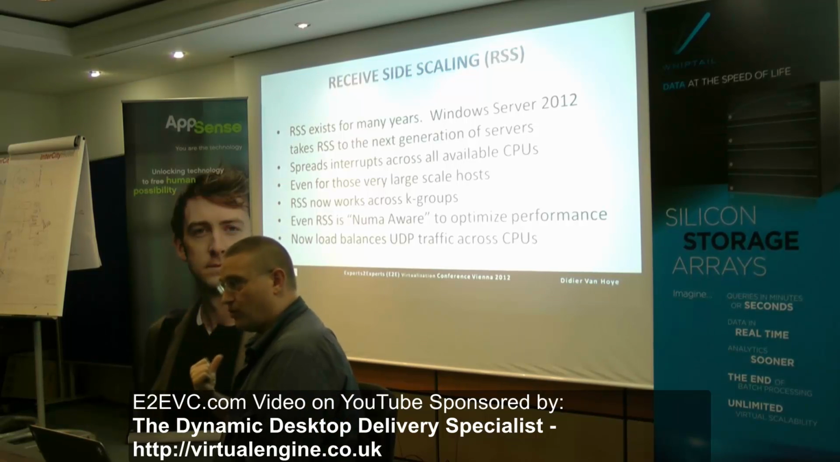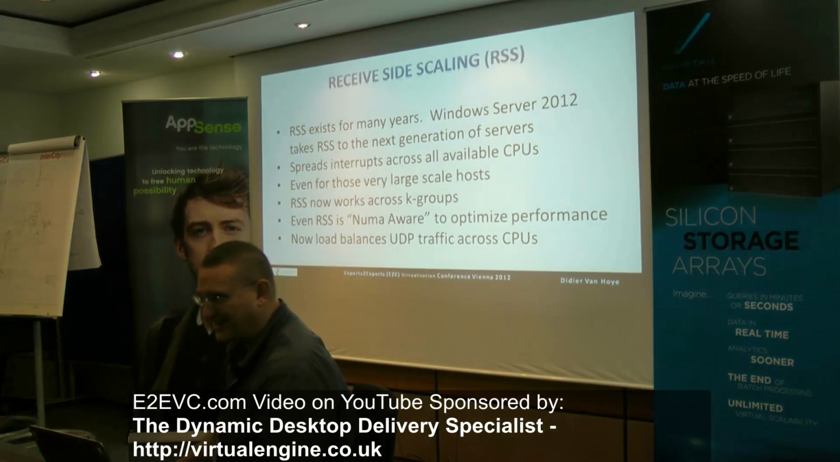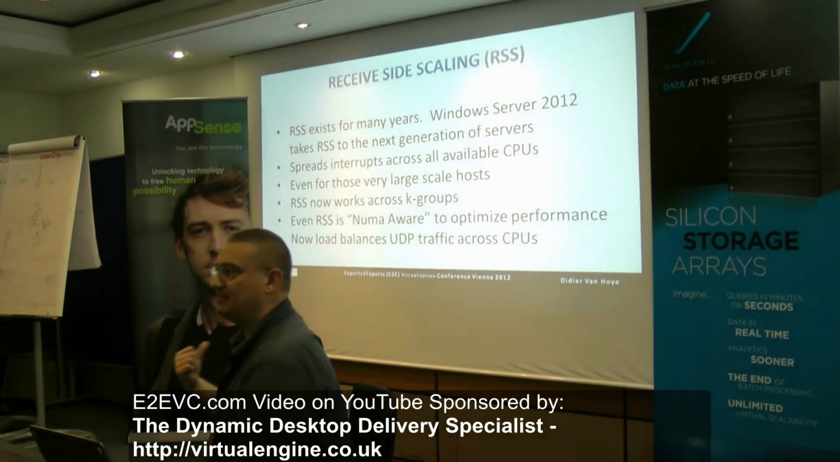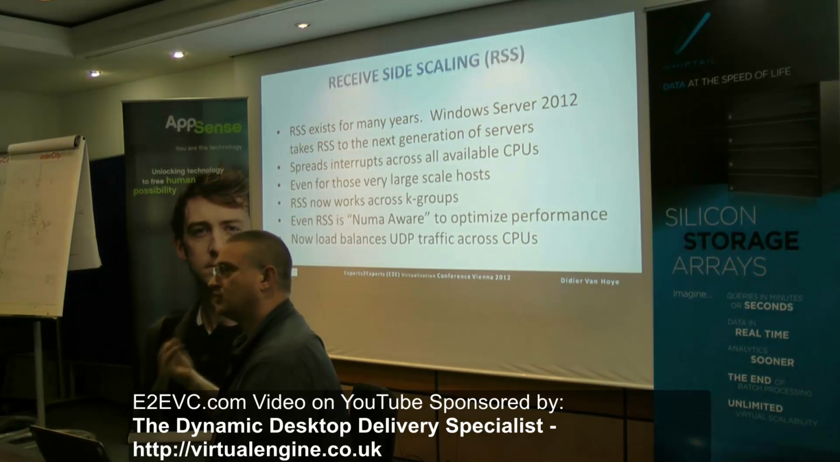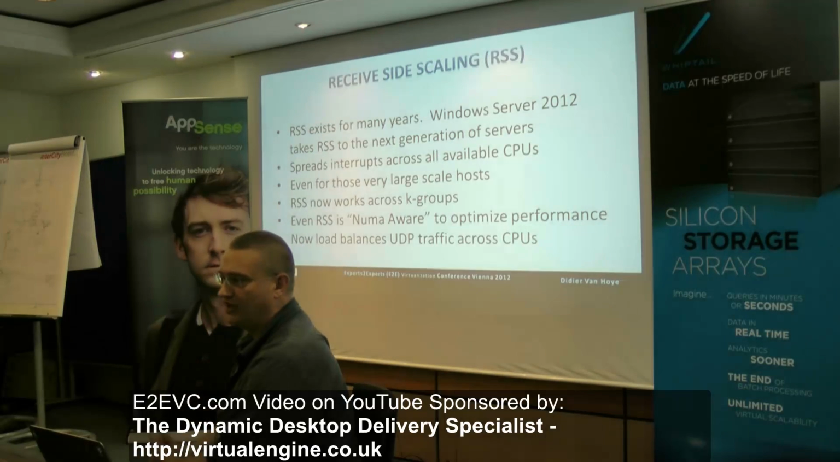RSS exists for a long time. You've used this. Everybody is using it. You can't buy a server-grade NIC that doesn't use it. But it has a limitation. It takes away the pain of one CPU, one core dealing with all the network I/O, but it only works per connection. And there's the limit. So we'll get back to that later. But there's some new features in there as well.